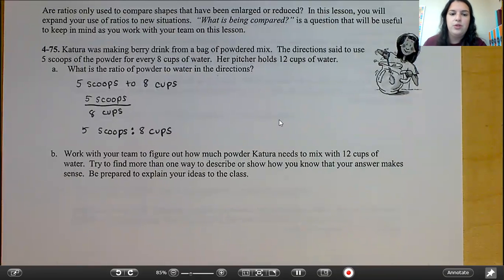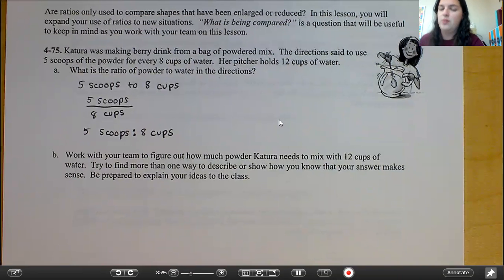Part B says, work with your team to figure out how much powder Katura needs to mix with 12 cups of water. Try to find more than one way to describe or show how you know that your answer makes sense. Be prepared to share your ideas to the class. Go ahead and pause and try.